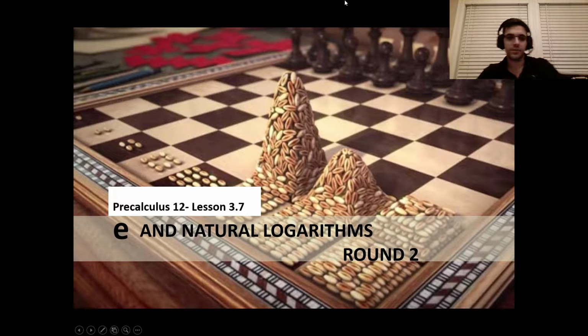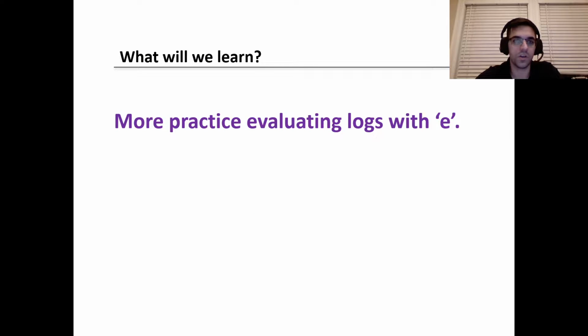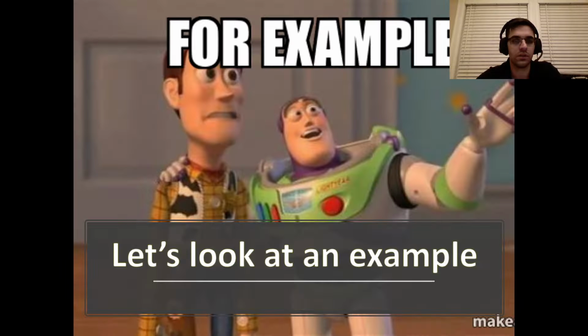All right, so this is lesson 3.7. The unit is called Exponential and Logarithmic Functions. Lesson 7 is called E and Natural Logarithms, round 2. What we're going to do in this lesson is just more practice evaluating logs with e.